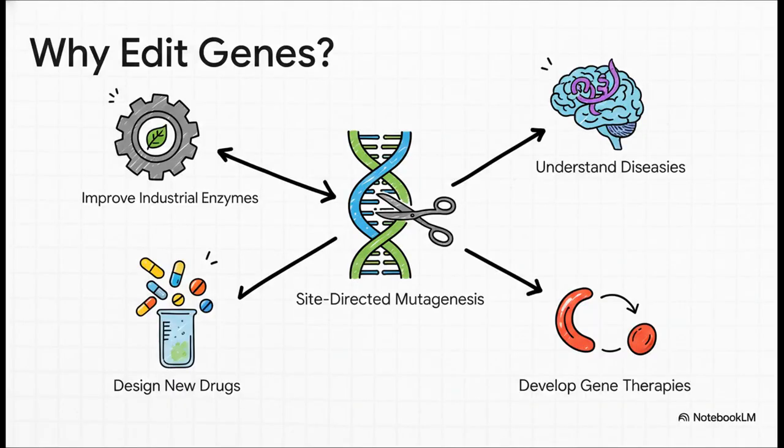But why would we even want to do this? What's the point? Well, the applications are, frankly, mind-blowing. This isn't just lab bench stuff. SDM is absolutely crucial for understanding how proteins work, which in turn helps us unravel devastating diseases like Alzheimer's. It's a cornerstone for developing gene therapies for conditions you've probably heard of, like cystic fibrosis and sickle cell disease. And it goes even further. It helps us design new drugs and even improve enzymes that we use in all sorts of industrial processes.